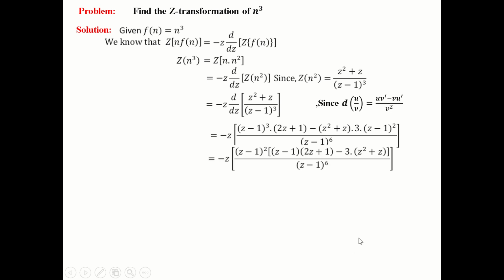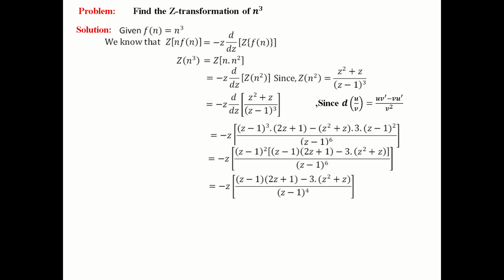So this is equal to minus z into, taking z minus 1 square common in the numerator and taking it outside, you will get: in the first term the balance is z minus 1 into 2z plus 1. The second term is minus 3 into z square plus z. In the denominator, z minus 1 power 6, minus z into z minus 1 whole square will cancel with the denominator z minus 1 power 6. So the balance in the denominator is z minus 1 power 4.